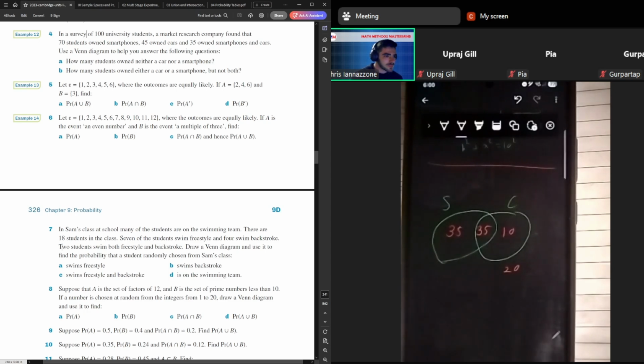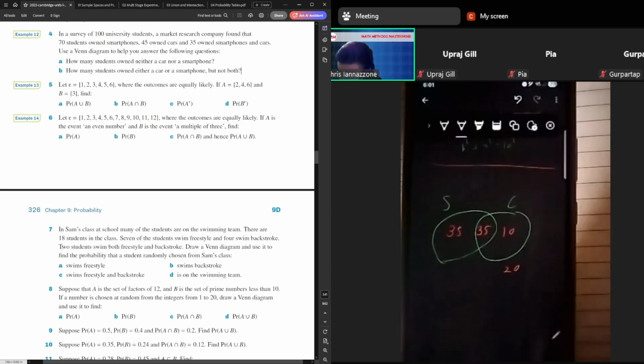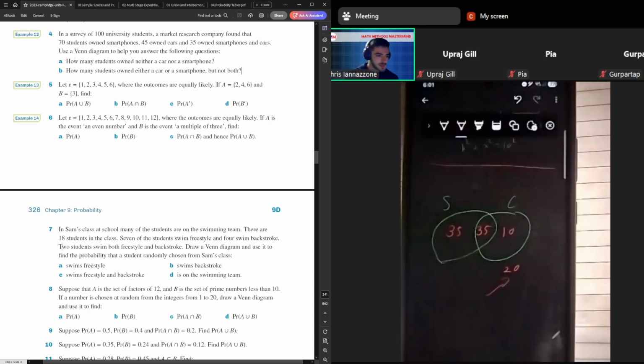Perfect. And then from there, that makes answering the questions pretty trivial. So we'll knock a few of those out and then move on. How many students owned neither a car nor a smartphone? Yeah, 20 people. Nice job, Pia. And then the second one, which was either car or smartphone, but not both. 45. Yep, that was good. You guys are crushing it. Easy. Alright, those are clearly trivial questions.